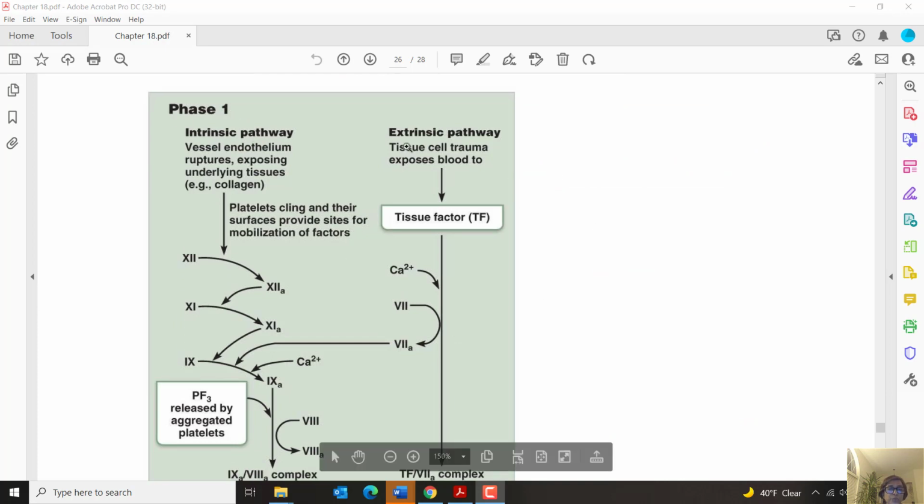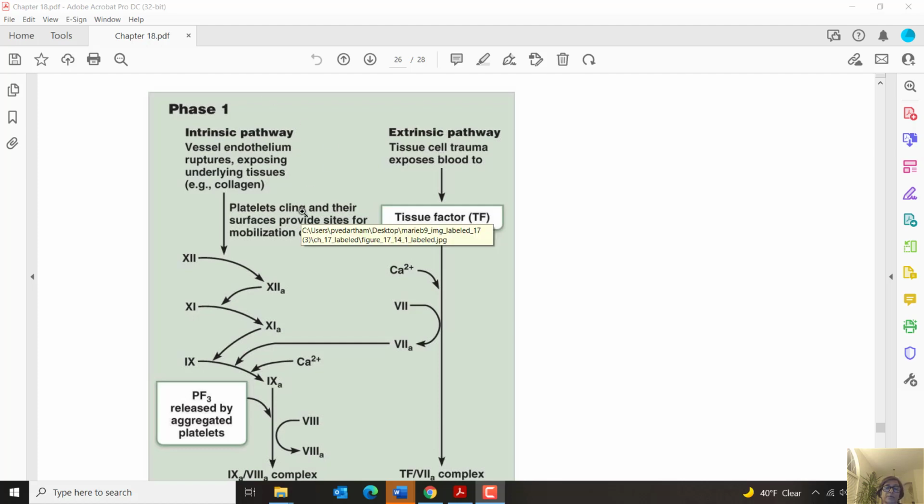So there are 2 different pathways, intrinsic pathway and extrinsic pathway. Extrinsic pathway is when you have an external damage, right? Intrinsic pathway is when you have some kind of bleeding inside, internally. So here you can see how you have that cascade effect, or a domino effect.